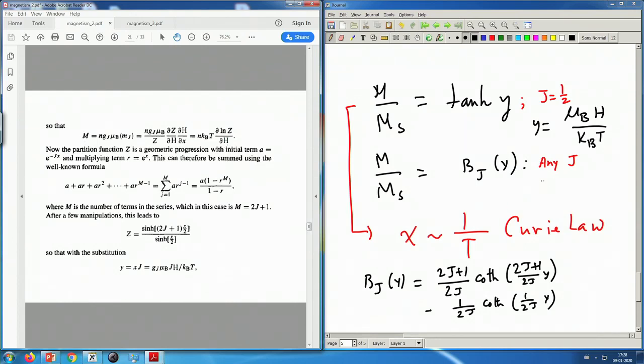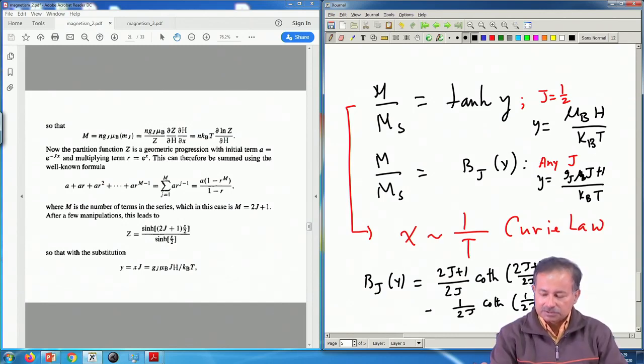Here y of course has more factors: g_j mu b j h by k b t. This g_j is called the Landé g factor. Remember, the g factor that we used was 2, but this is not 2. This comes from atomic calculations. I will write down what it is, but not derive it here. It is obtainable in atomic calculations because it basically involves L, S and so on.